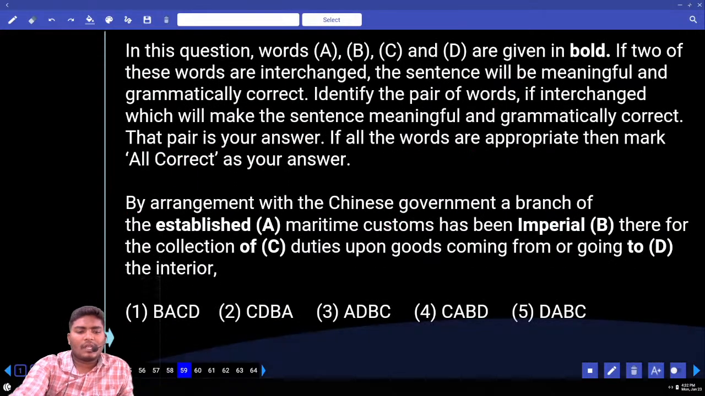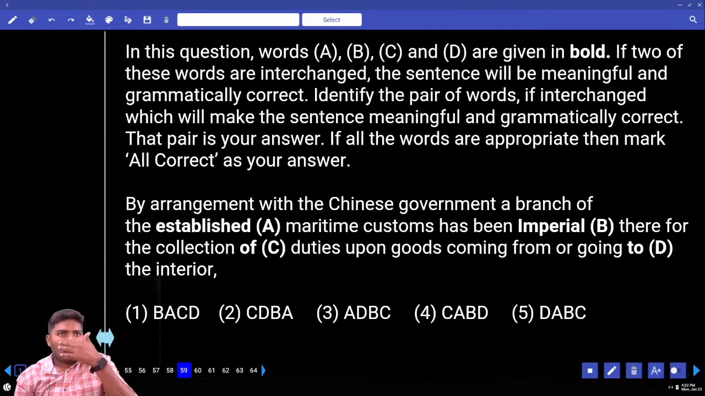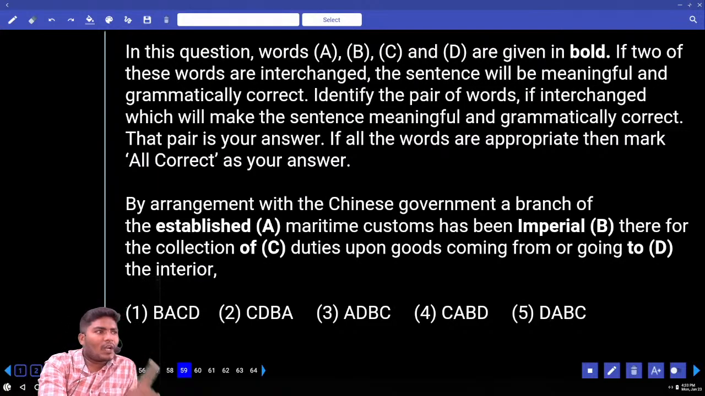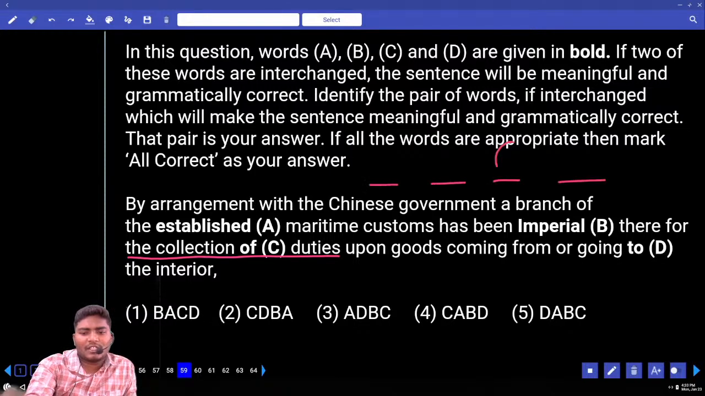Next, question 59. Rearrangement of the words. By arrangements with the Chinese government, a branch of the established maritime customs has been imperial there for a collection of duties upon goods coming from or going to the interior. Can you tell me any one or two words which are fixed in their position? The collection of duties. Can we use any other alternative here? Not possible. That means C is fixed in its position.